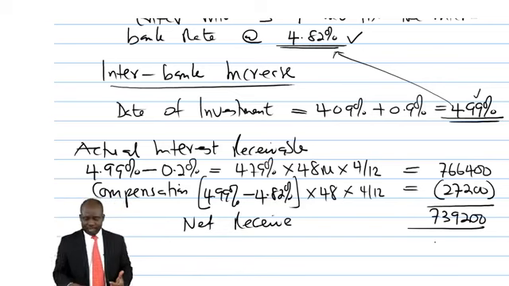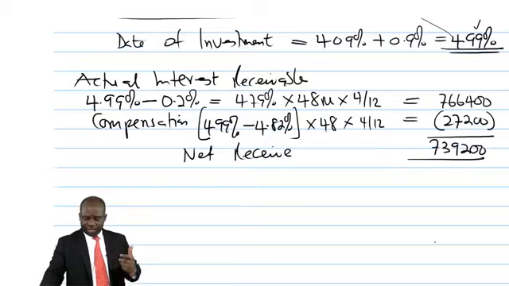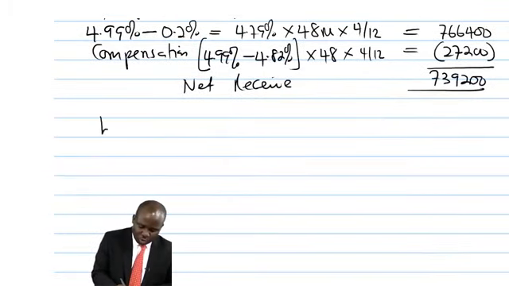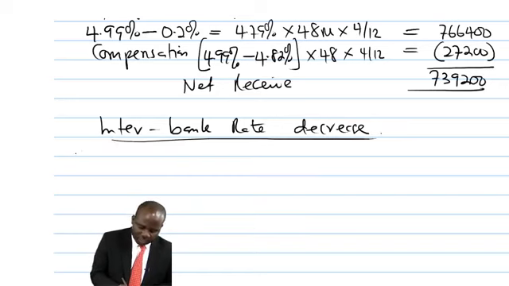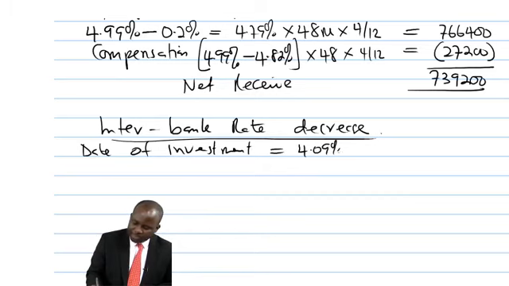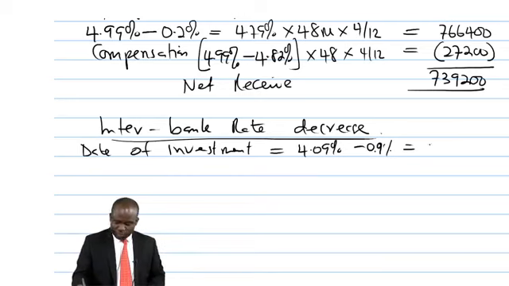Okay, so that is basically the first one. What about if the interbank rate were to decrease? We're following the same process. So the interbank rate decreases by 0.9. What is the rate at the date of investment? Currently it is 4.09%, decreasing by 0.9%, and that should bring you to 3.19%, isn't it?